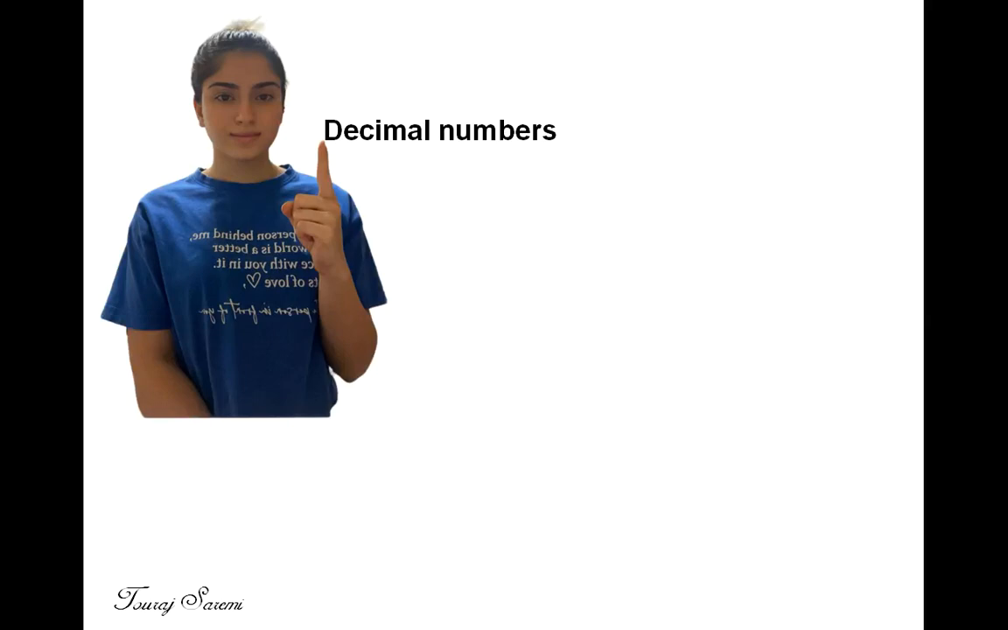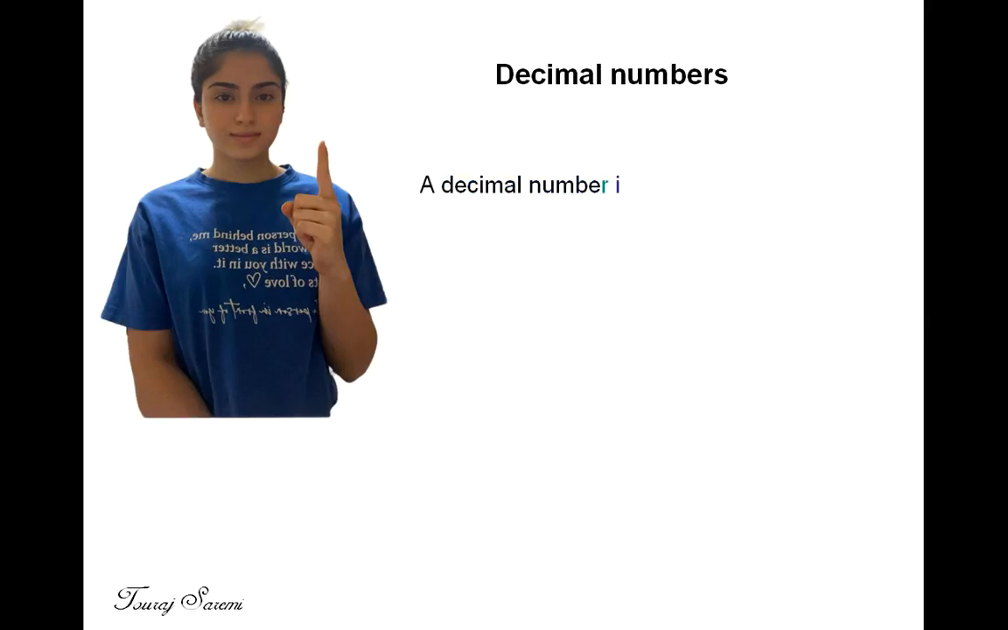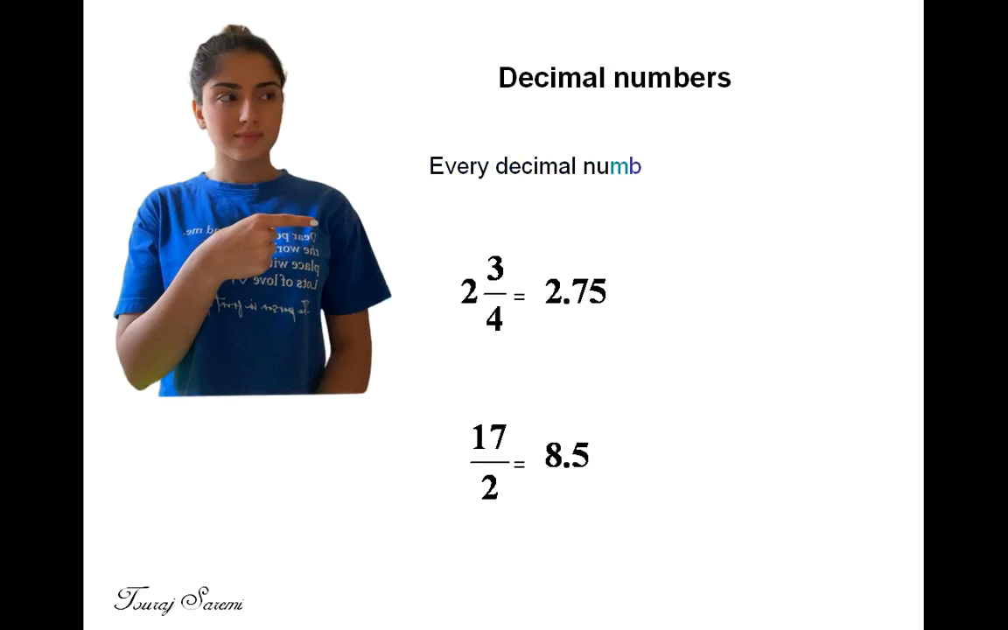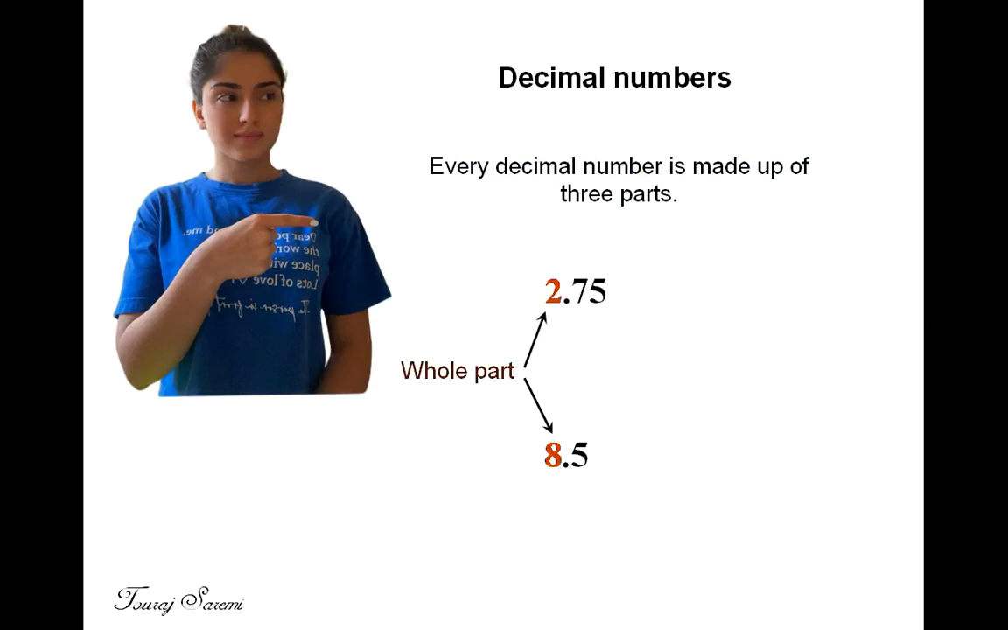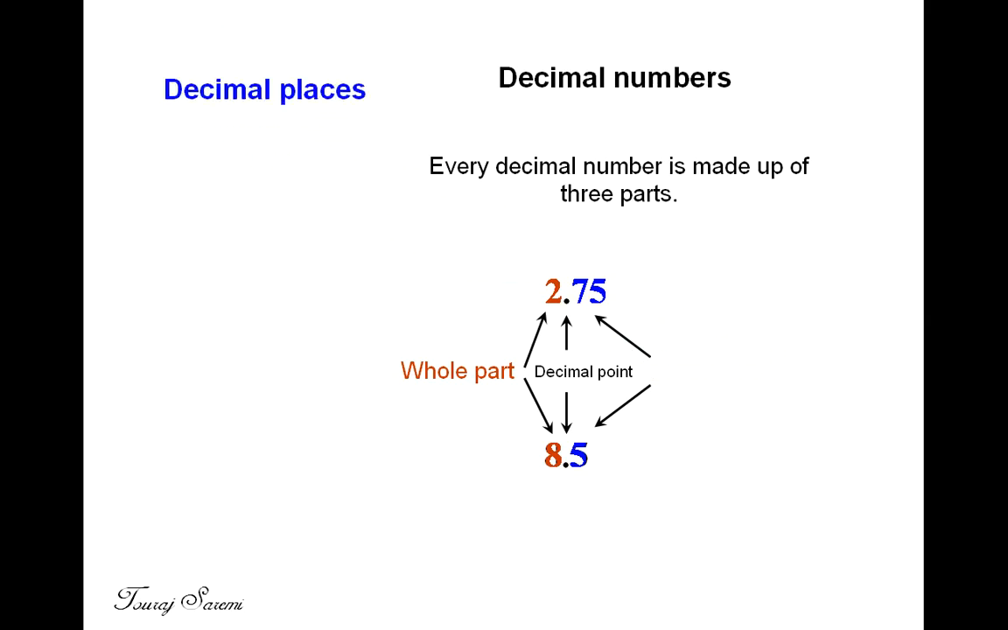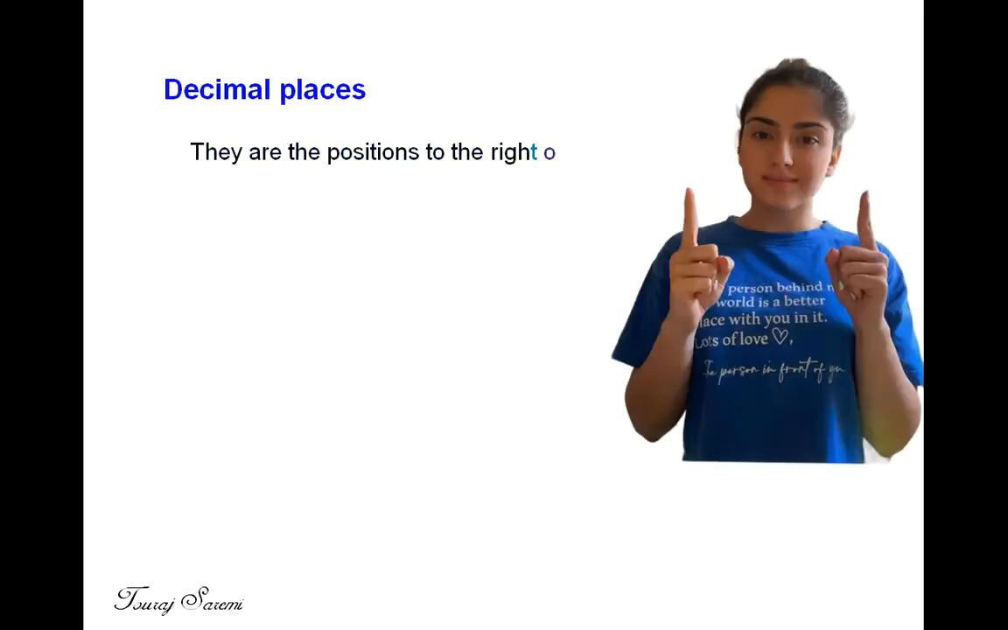Decimal numbers. A decimal number is another way to write fractions and mixed numbers. Every decimal number is made up of 3 parts. Whole part. Decimal point. Decimal places. They are the positions to the right of the decimal point that show parts of a whole and make numbers more exact.